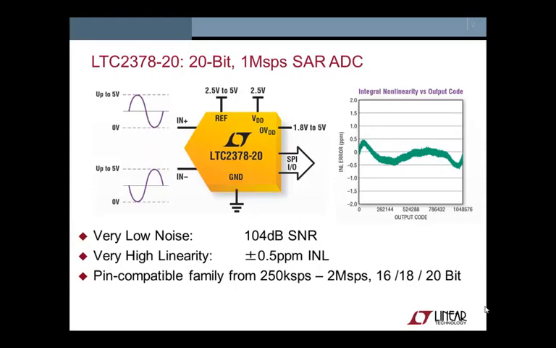The SAR ADC family used in the examples that follow is the LTC2378 family, which offers sample rates from 250 kilosamples per second to 2 megasamples per second and resolutions from 16-bit to 20-bit. This is a great ADC to learn how to use because it offers up to 104 dB signal-to-noise ratio and the highest linearity in the industry.